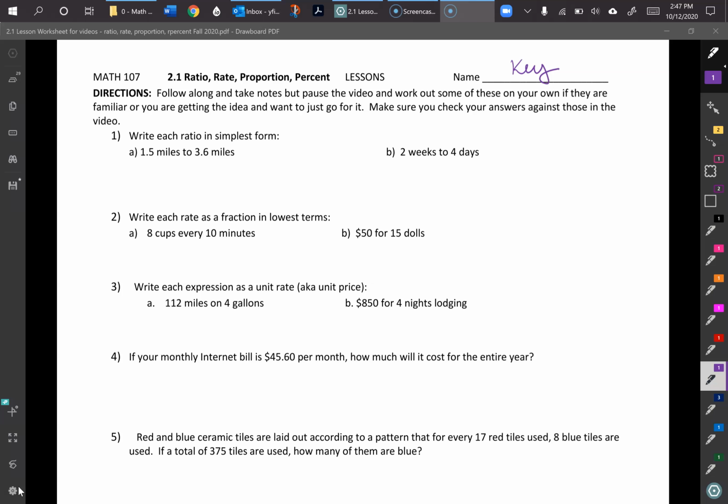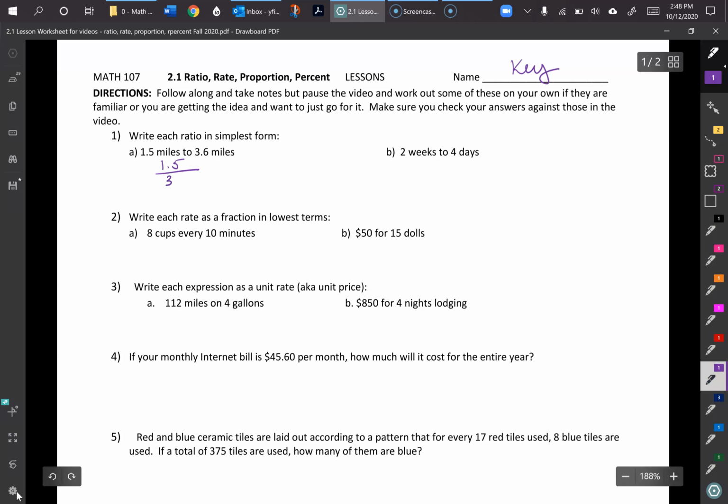So here we have: write each ratio in simplest form. We have 1.5 miles to 3.6 miles. So with ratios, you do want to get rid of the units because they will have the same units, whereas rates have different units. So we want to differentiate that. First I'm going to write it just as a fraction. So that's what that 2 means. So 1.5 miles over 3.6 miles.